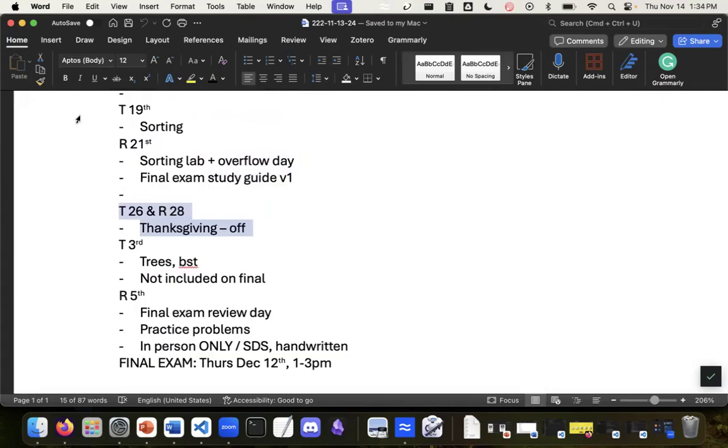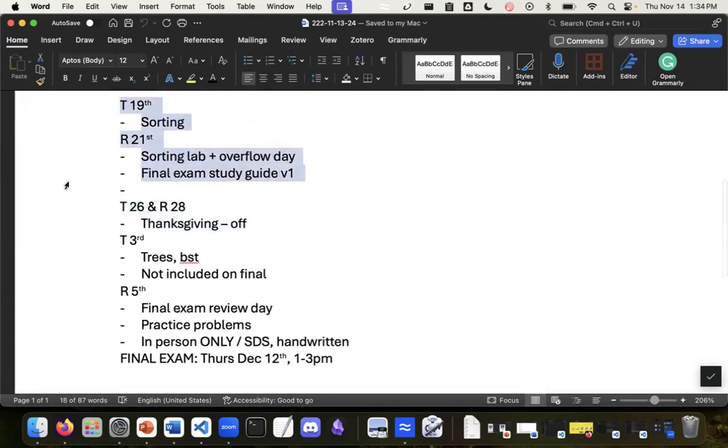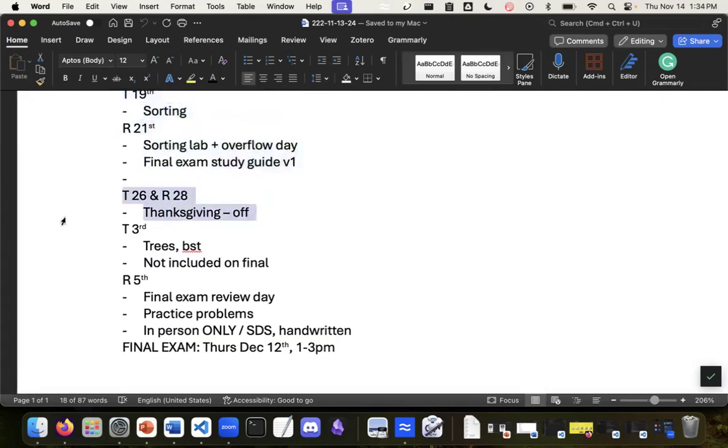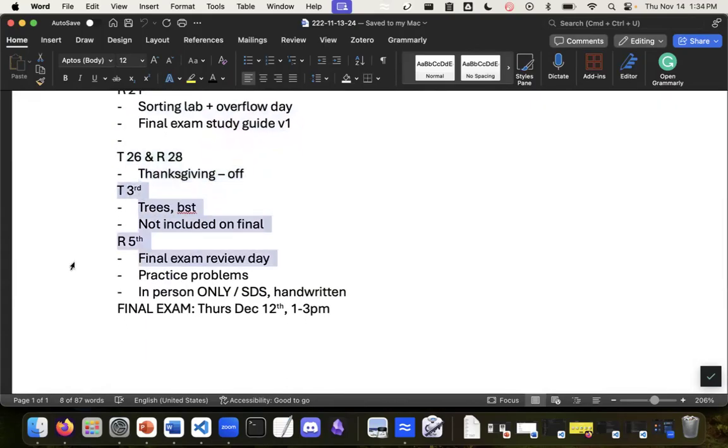So this is next week. Then the week after that, Thanksgiving. And then the week after that, the first week of December, we'll look at trees, binary search trees, which is not on the final. And then Thursday will be final exam day or review day. And then the final exam will be Thursday the 12th at 1 o'clock. Okay, just to remind you, here's where we're at.